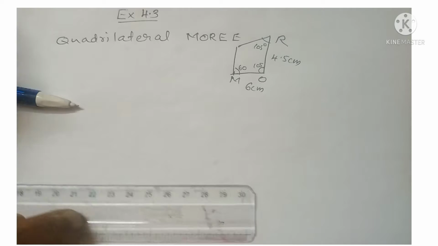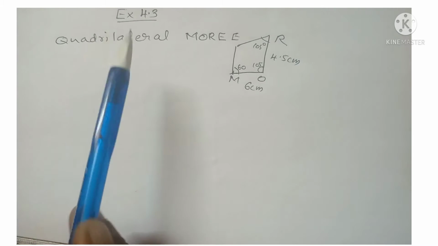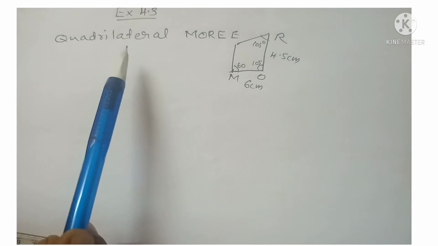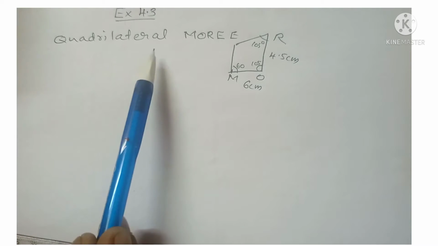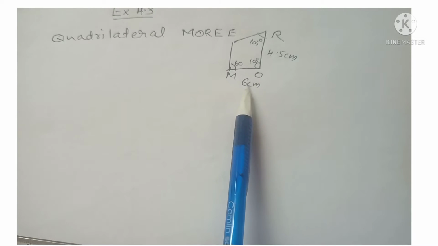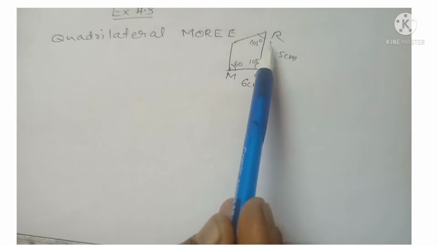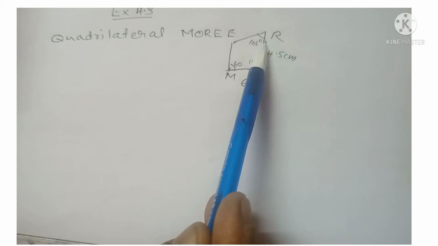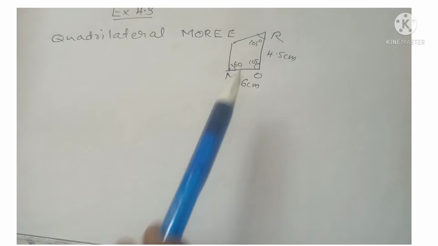Hello children, let us do the problems from exercise 4.3. Here we want to construct a quadrilateral MORE where MO is given as 6 cm, OR is given as 4.5, angle M is 60, angle O is 105, angle R is 105. For that I draw a rough figure.